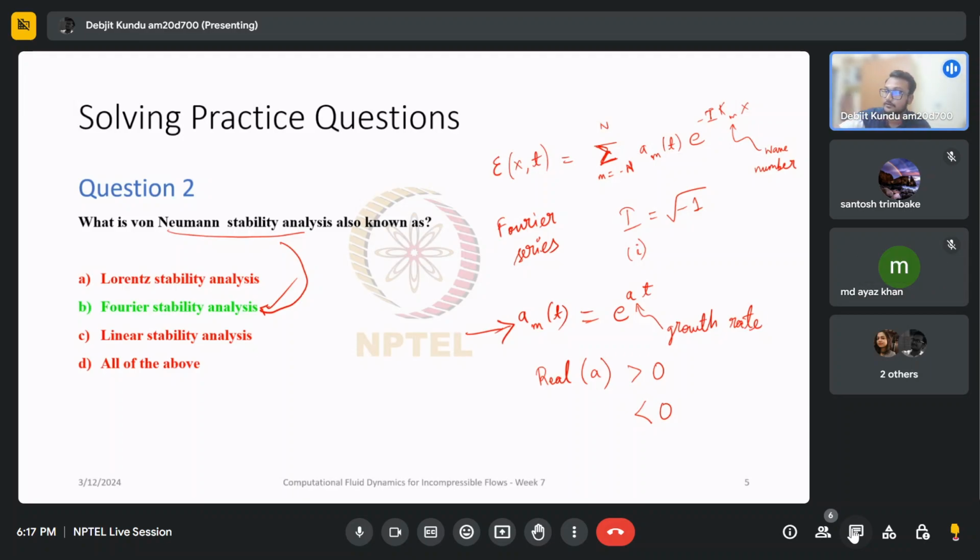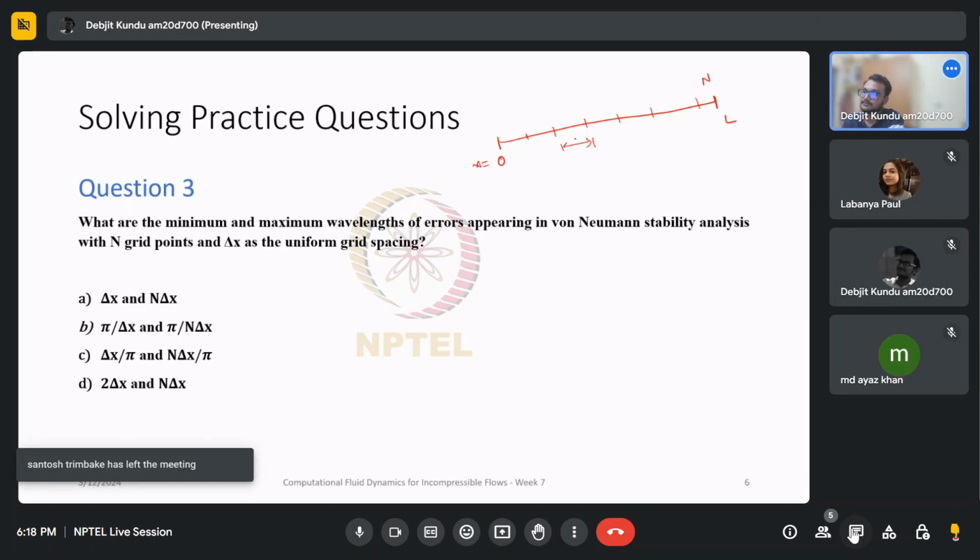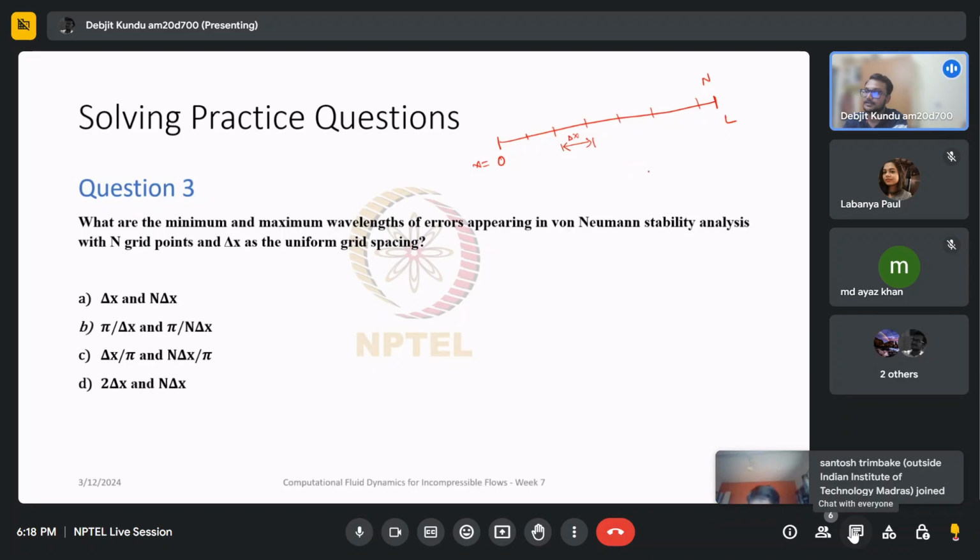Okay, so let's move along. We'll move on to question number 3 now, which asks: what are the minimum and maximum wavelengths of errors appearing in von Neumann stability analysis with n grid points and delta x as the uniform grid spacing? The problem is very simple. Let's say this is our domain, which goes from x equal to 0 to L, and we are dividing it up into n different grid points with a uniform spacing of delta x. If the total distance is L, delta x would basically be L divided by n.